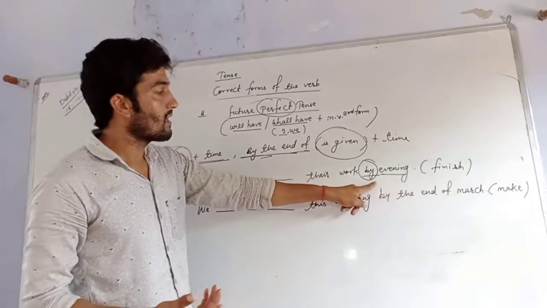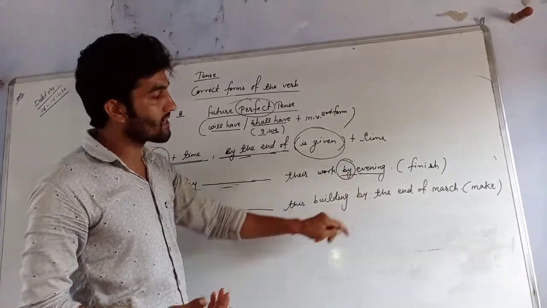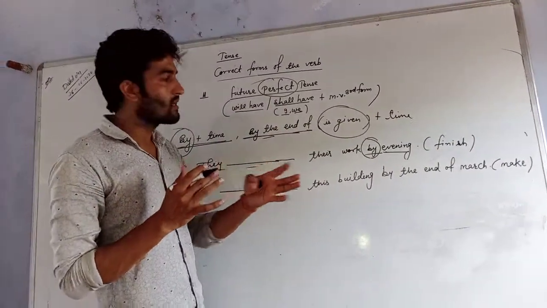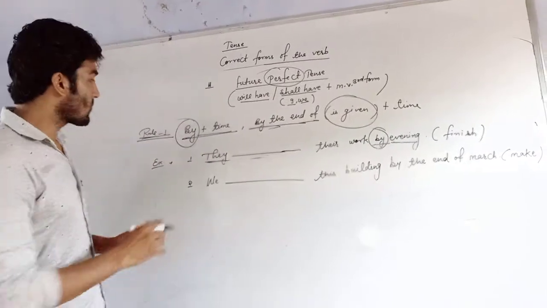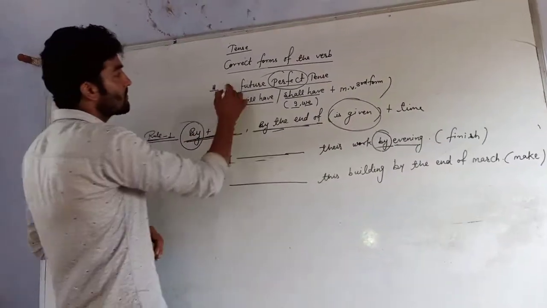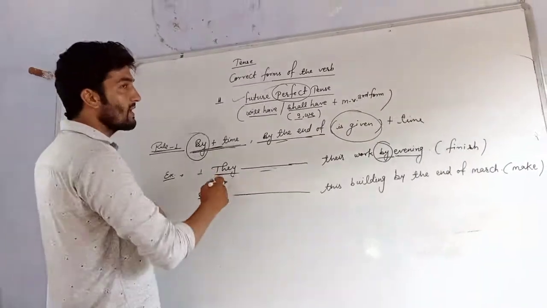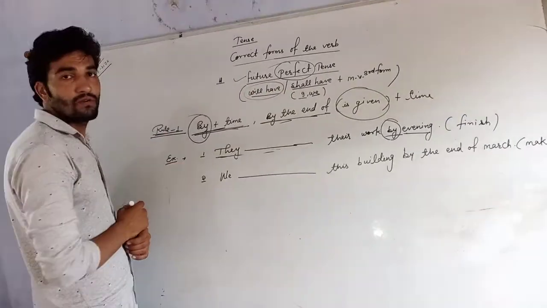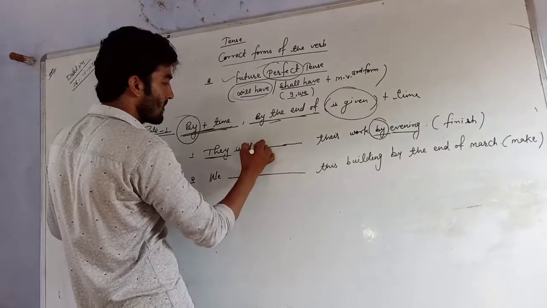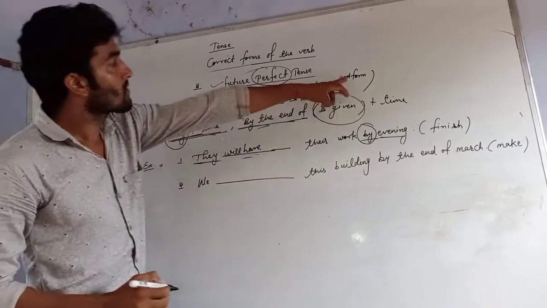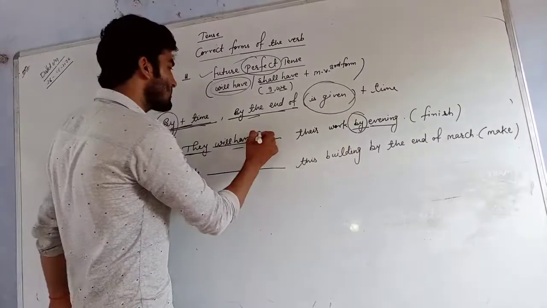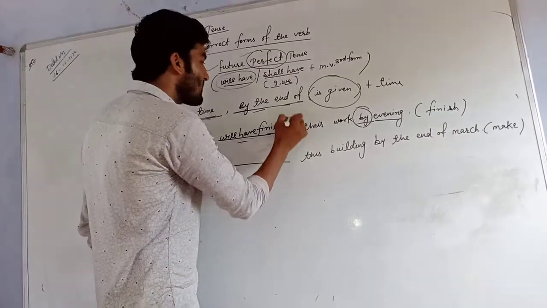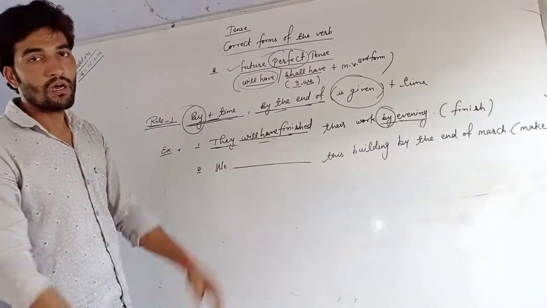By this year, by January, by February, means time is given. So by plus time. With by plus time, future perfect tense will be used. According to the subject, the subject given is they, and with they will have is the helping verb. Third form of verb, the verb is finish, and the third form of finish is finished. So this is your answer.